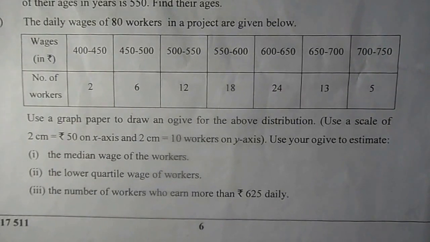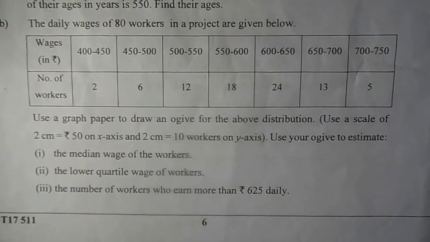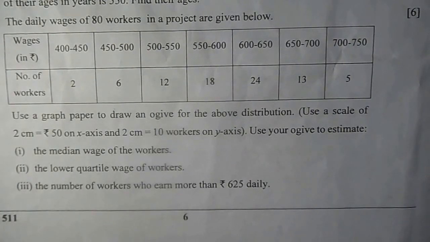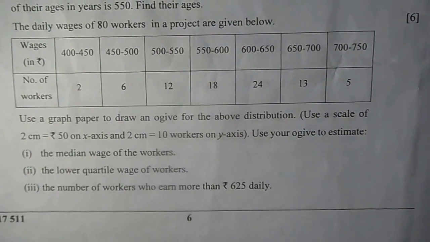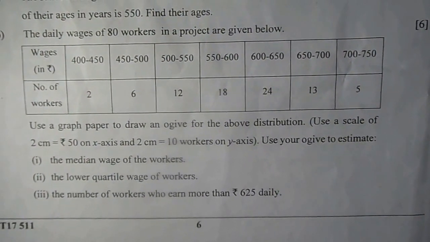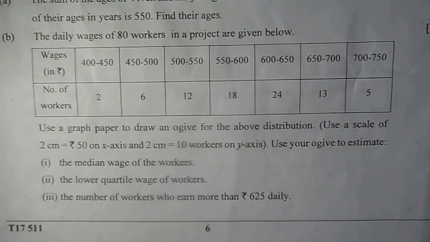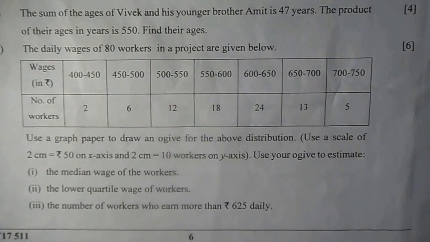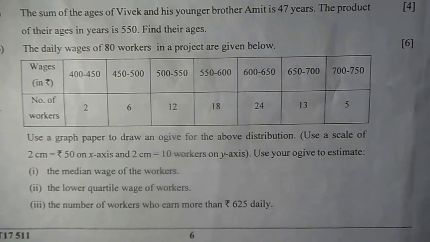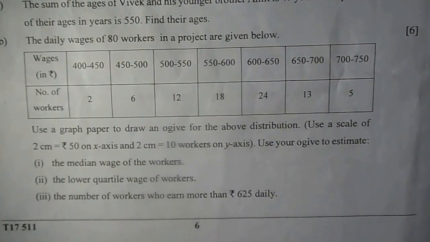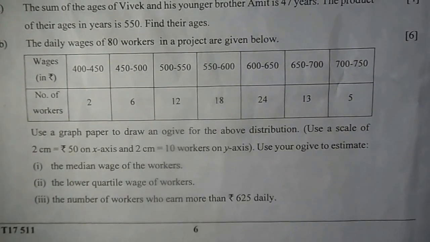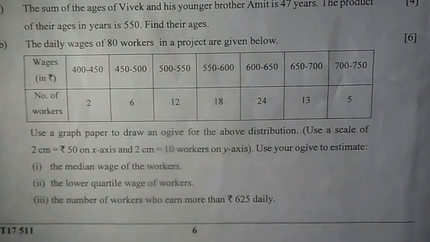The next question: the daily wages of 80 workers in a project are given below. This is the table. Use graph paper to draw an ogive for the above distribution. The scale is given. Use your ogive to estimate the median, the lower quartile, and the number of workers who earn more than 625 daily. ICSE is giving 6 marks for free in this question. You should attempt it because an ogive is quite easy to make. It takes time, but it is easy and you can understand it very easily.